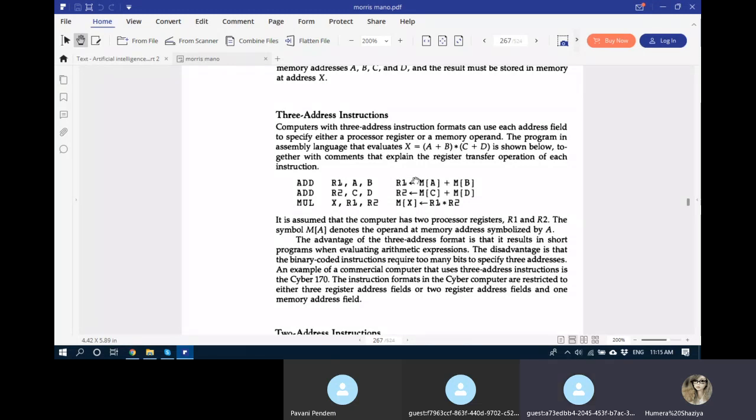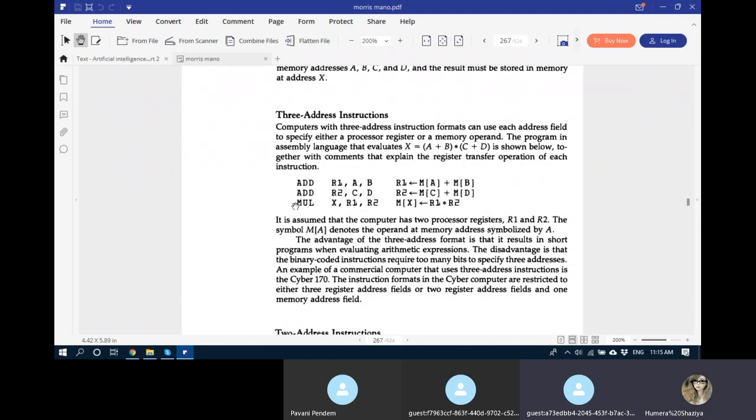In RISC you should have it like this only. Okay, understand? The result will not be stored in M of A. The result will be stored in R1, in RISC. This is a RISC machine. Now, in CISC, where will it be stored?